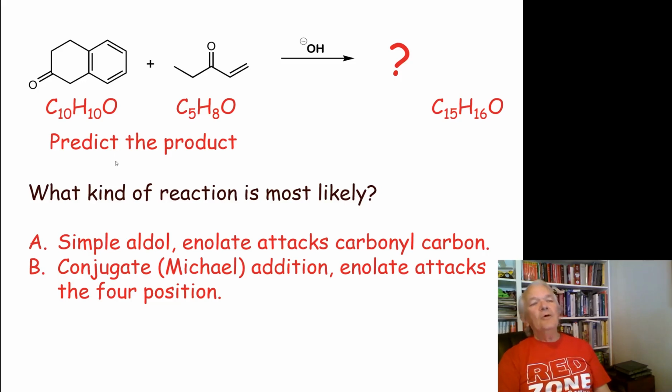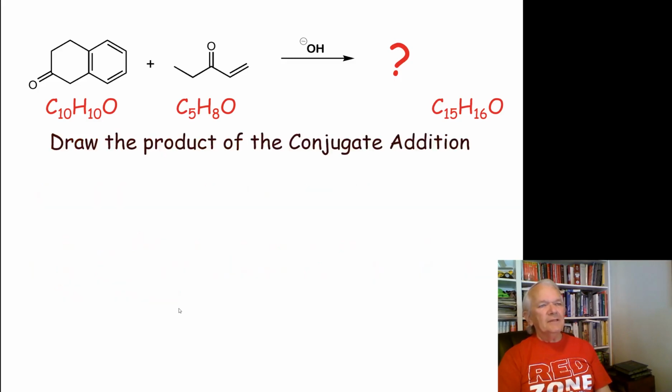Okay, so let's go through now. What kind? Well, we know the answer to this. We've been talking about it. How are we going to do this? Are we going to do a simple aldol followed by enolate, or are we going to do conjugate addition? The enolate attacks the 4 position. In other words, the Michael addition. So we're going to do the Michael addition. There's no mystery. We've been talking about this. So draw the product of the conjugate addition. So you've got to form an enolate here, and have it attack over there.